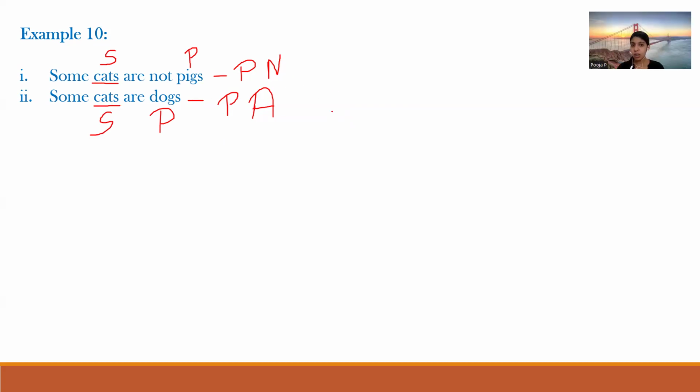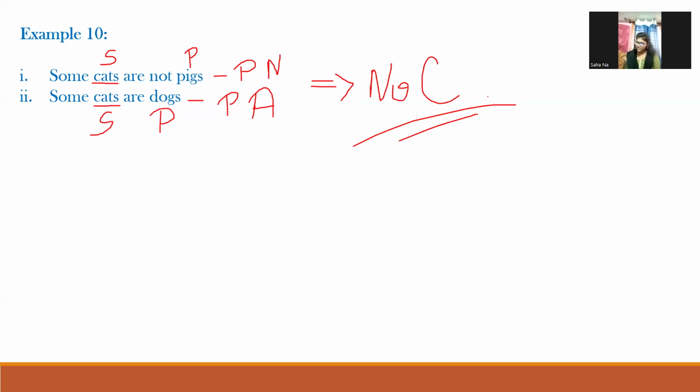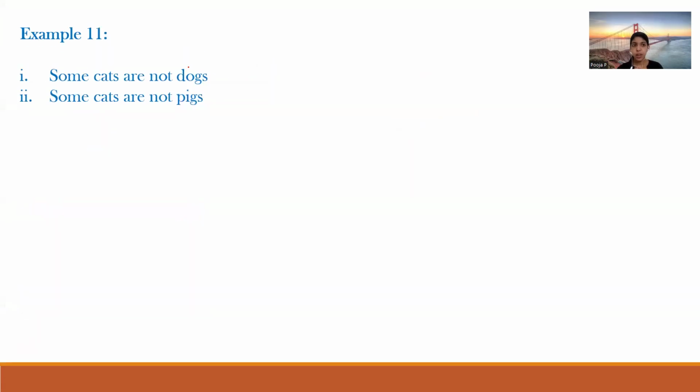So what is your stand on the conclusion? No conclusion can be drawn. Very good. And why can no conclusion be drawn? Because both the premises are particular. Very good. Because both premises are particular, no conclusion can be drawn, just like if both premises are negative, no conclusion can be drawn. Similarly with particular. Clear with all of you? Yes, ma'am. Okay, we'll move to the next one, the last one for today.